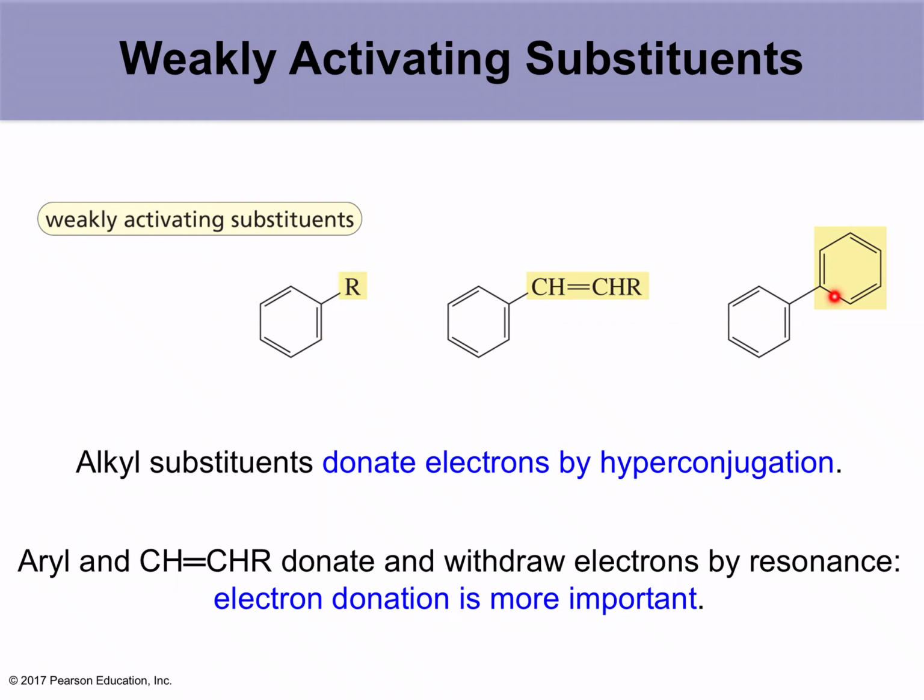So these are the aryl group. Another phenyl group is an aryl group, and this is an alkene group. They donate and withdraw electrons by resonance. Electron donation is more important. They also donate electrons, and because they donate electrons, they are activating but weak activators.